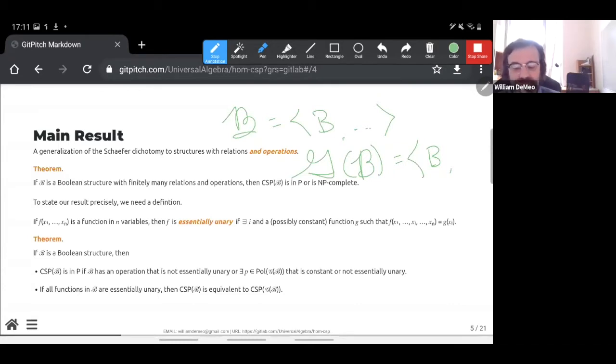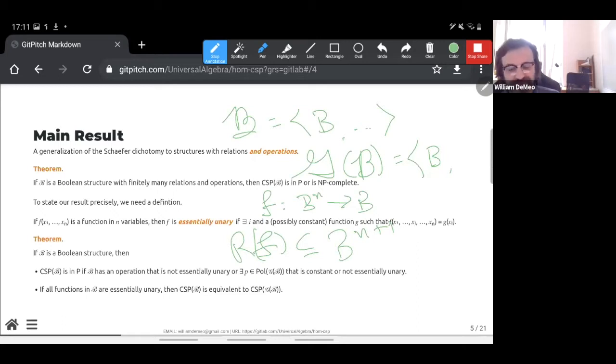So if you take an operation F, let's say, that goes from B to the N to B, then we will instead view the relation of F as a relation in B to the N plus one, where you have N tuples of B that you plug into F, and then you get some output, and that output is the N plus first element of the tuple that's in the relation. Does that make sense?